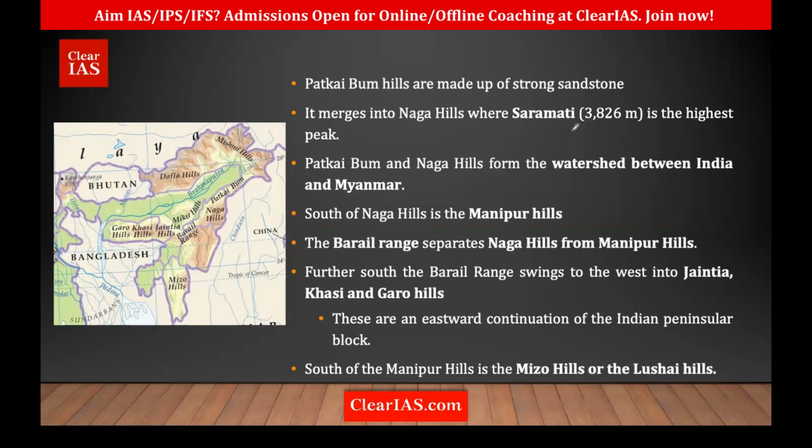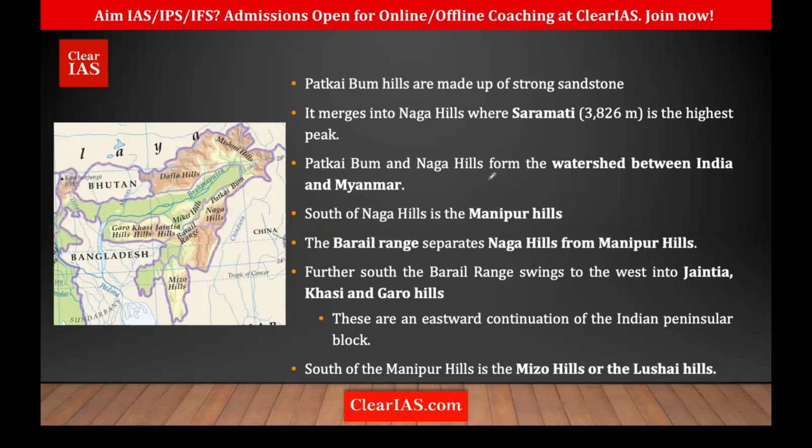Okay. So yes, both Patkai Bum and Naga Hills act as a watershed between the rivers of India and Myanmar. And yes, it also blocks the rainfall. So this Arakan Yoma, the extension of these hills into Arakan Yoma in Myanmar, acts as a barrier for the southwest monsoon. When you learn about the climate, you'll be learning that.